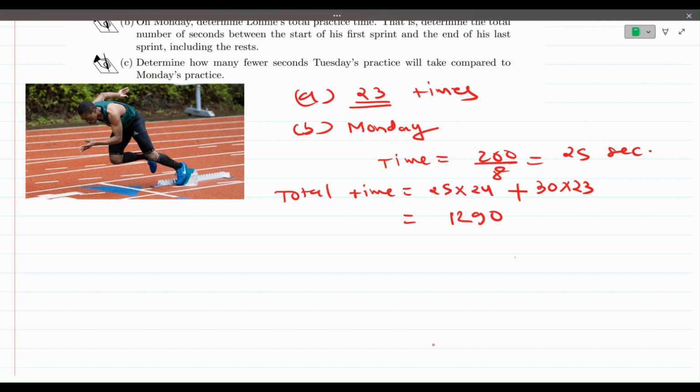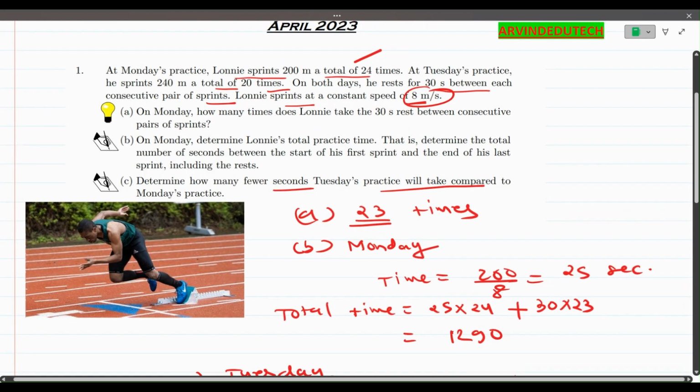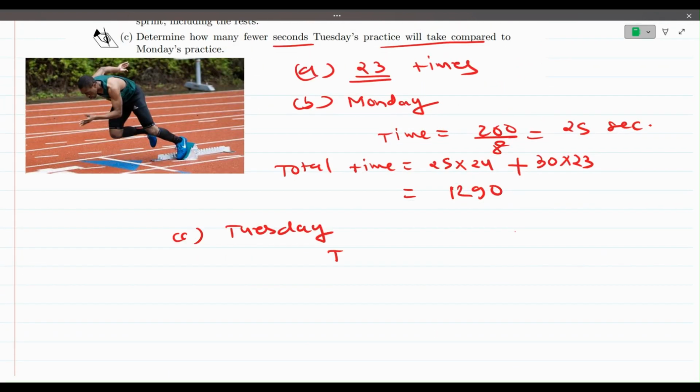And then question number C: determine how many fewer seconds Tuesday's practice will be as compared to Monday's practice. So on Tuesday, the time for one sprint, which is of 240 meters, we divide by 8 to get the time. 8 is the speed, that's 30 seconds for one sprint.